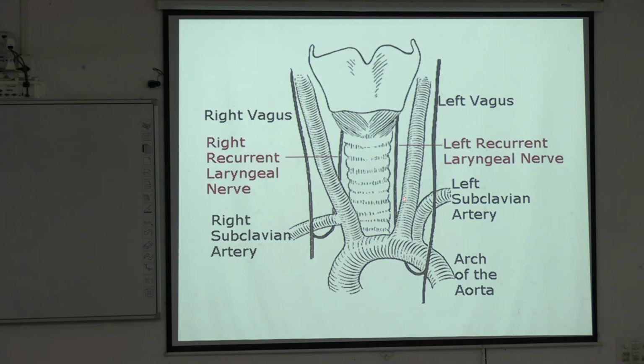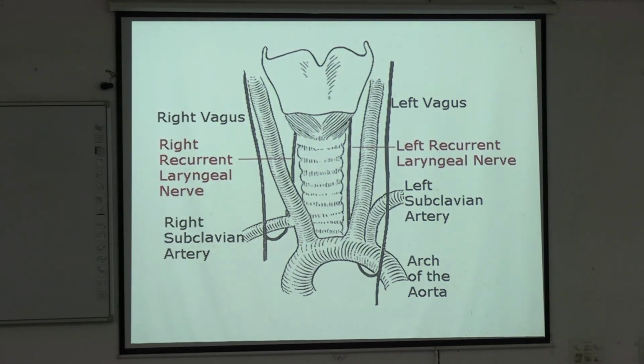These branches of the vagus are exam important. As you see, the right side and left side hook into different vessels as they recur. On the right side, it hooks below the right subclavian artery. On the left side, it hooks below the arch of the aorta. So, the level of recurrence, or where it loops back from, is different on the right side and left side.